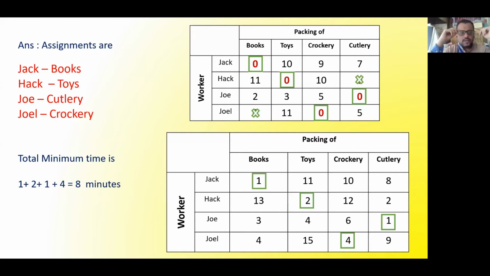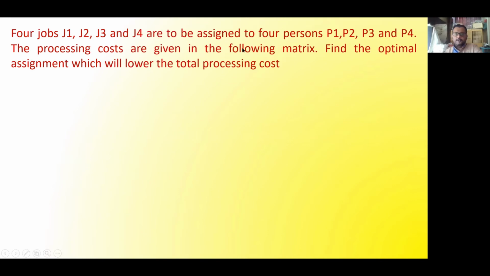So the total minimum time, as you can see, it is not the individual minimum time, it is the total minimum time for packing all the goods by all the persons available, which is 8 minutes. Okay, so let us go to the next question and see what it says and how we will be able to solve it.